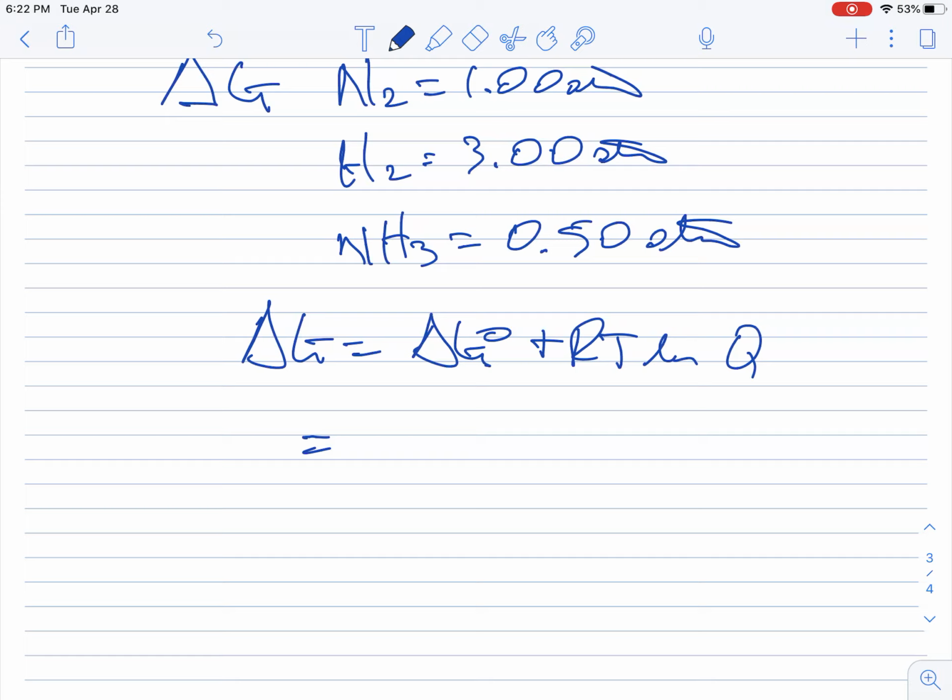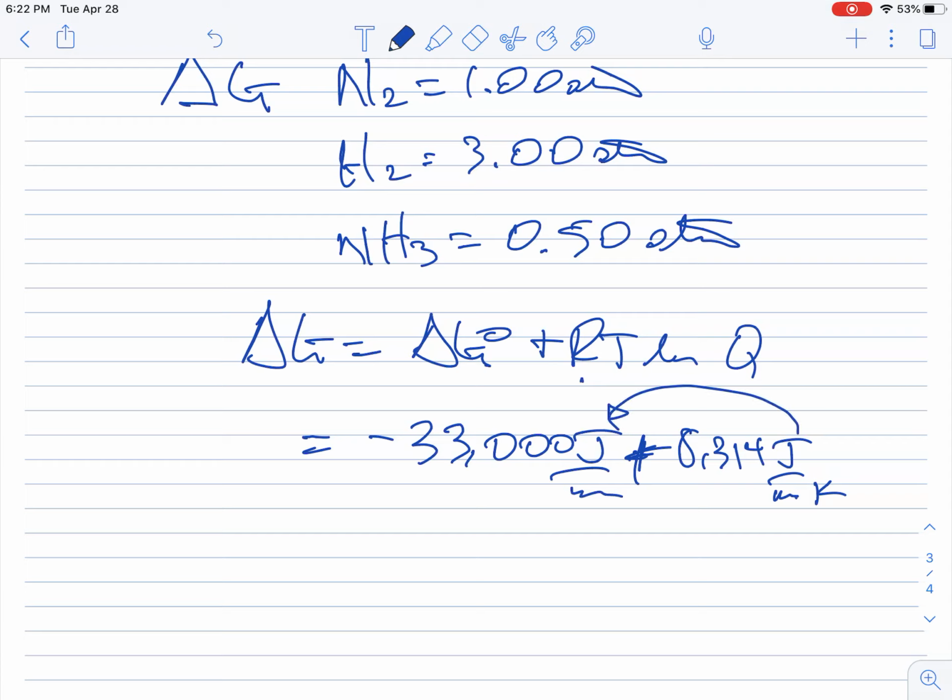Here's what you have to be careful of. I'm going to put delta G naught as negative 33,000 joules per mole, and here's the reason why: R is 8.314 joules per mole Kelvin, so this has to be in joules. We're going to run this at room temperature, so 25 plus 273, and you get 298 Kelvin. That's going to be my temperature.